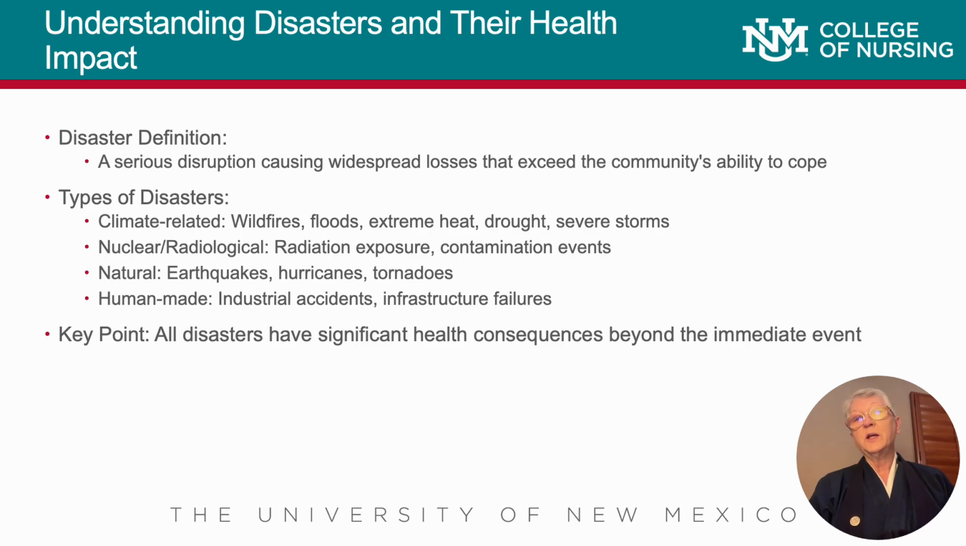Disasters come in many forms. Climate-related disasters or disasters of extreme weather include wildfire, floods, extreme heat events, droughts, and severe storms. And we're seeing these with increasing frequency and intensity. Nuclear radiological disasters involve radiation exposure and contamination events. Natural disasters include earthquakes, hurricanes, and tornadoes, and human-made disasters include industrial accidents and infrastructure failures.